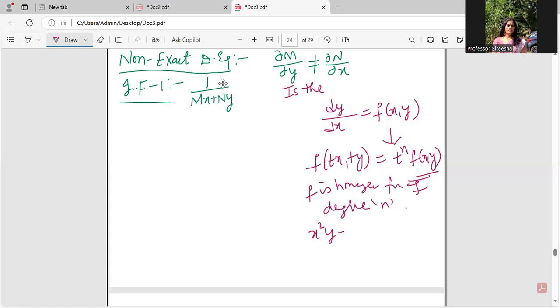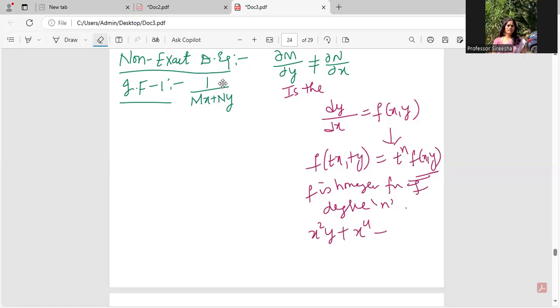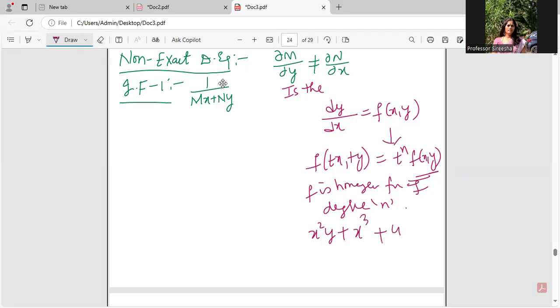Suppose I have something like this, and then something like this. You can observe the degree of all these terms is 3 only. Yes or no? Yes. So when the degree of all the terms in a function is the same, then I can say it is homogeneous. That's the layman's way of defining a homogeneous function.